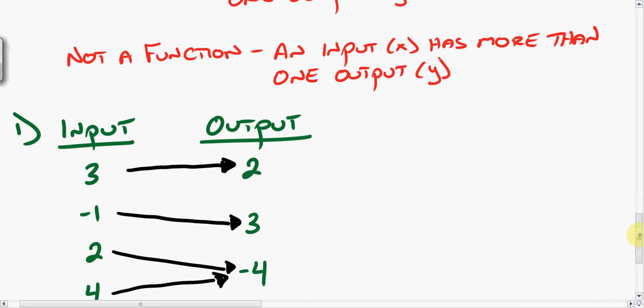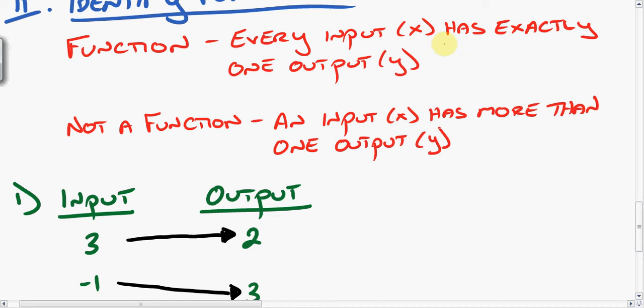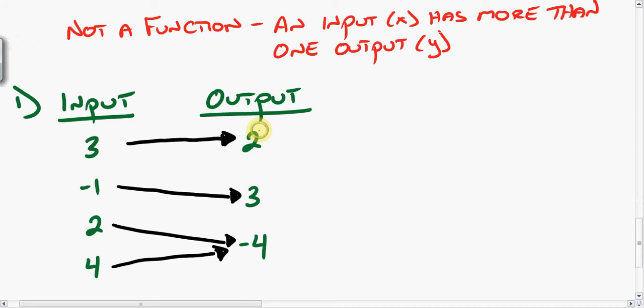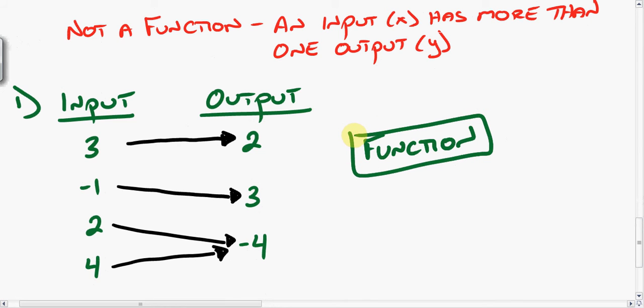So remember, you have a function if every input has exactly one output. You want to ask yourself, how many outputs does each number have? 3 has one output, -1 has one output, 2 has one output, and 4 has one output. So does every input have exactly one output? Yes, it does. So here we have a function, because every input has exactly one output. It's okay that your outputs occur more than once. It's not okay if your inputs occur more than once.